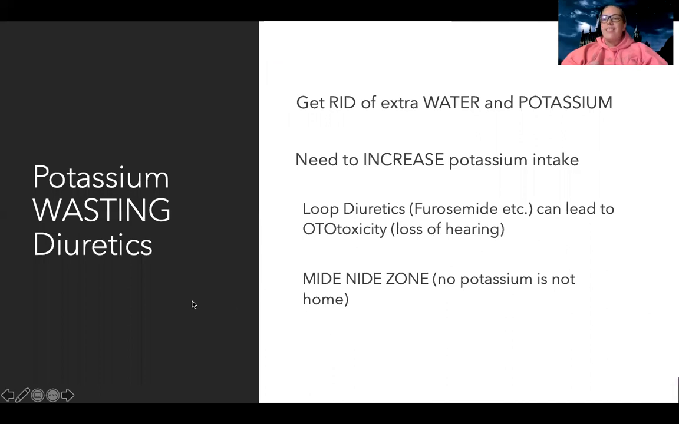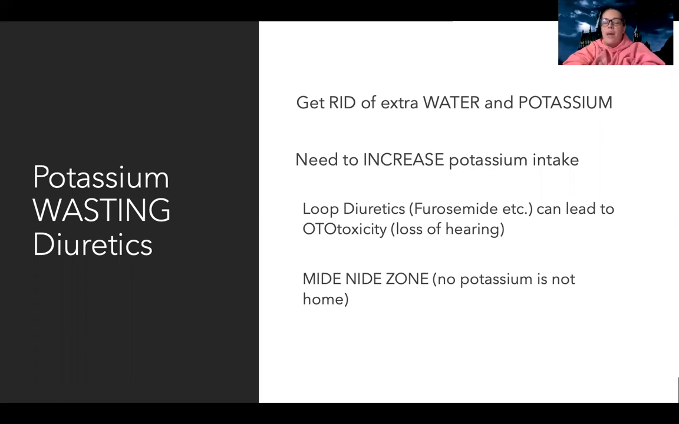So let's talk about potassium wasting diuretics. These are the ones that get rid of not only water, but they also get rid of potassium. If I'm getting rid of water, great, my blood pressure is better. But by the way, when we give this for high blood pressure, we're not trying to get rid of potassium. It's a side effect of the way these medications work: they get rid of water, but they also get rid of potassium at the same time.